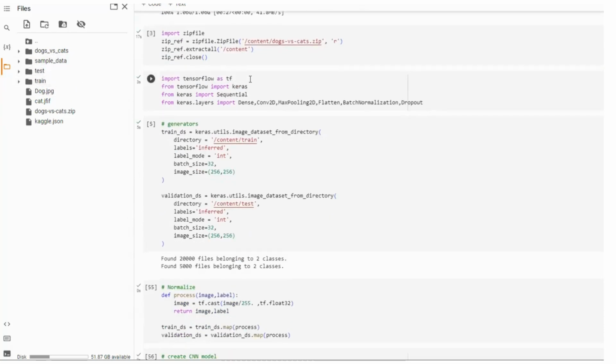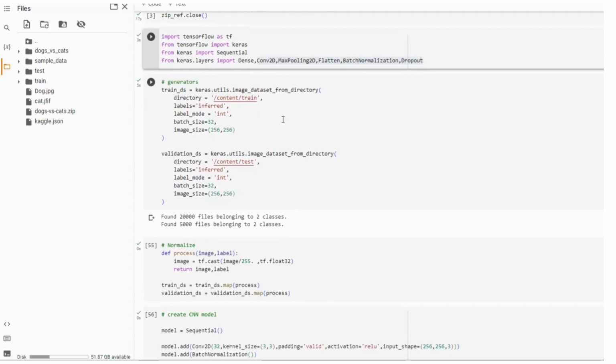And this is TensorFlow. Here, importing necessary libraries such as TensorFlow, Keras, and these required layers were mainly imported so that image processing could be done. And these are the generators or the trainers. Here the code sets up data generators using the image dataset from directory function to load and preprocess the train and validation images. The images are resized to 256 by 256 and then normalized to values between 0 and 1.